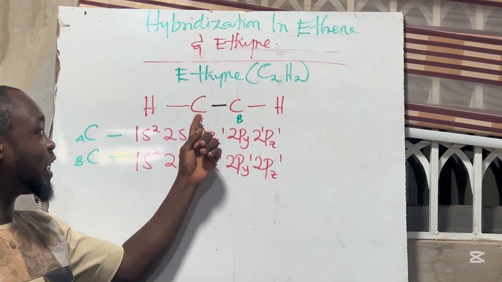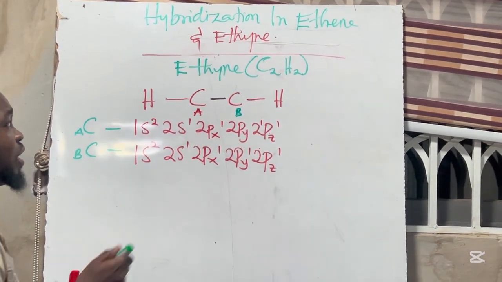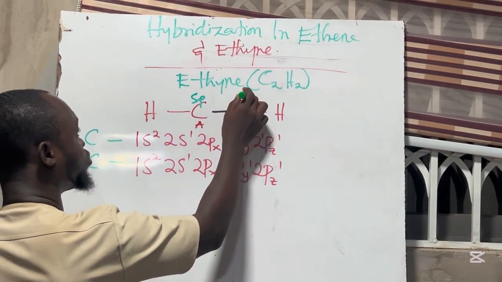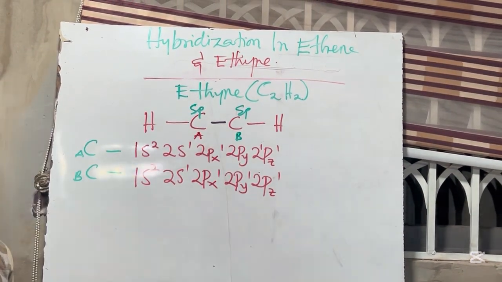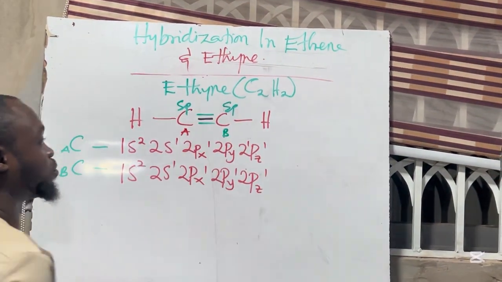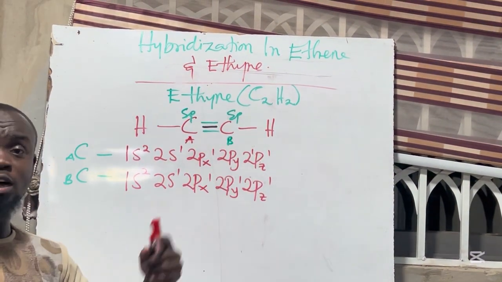So this carbon A has 1, 2. So 2 groups represent an sp hybridization. And carbon B, 1, 2, also an sp hybridization. So let me draw back our multiple bond. So we know that carbon A is undergoing sp, carbon B is also undergoing what?